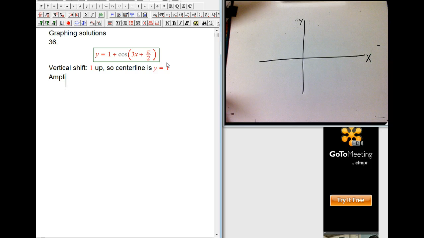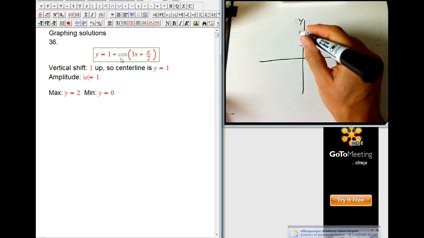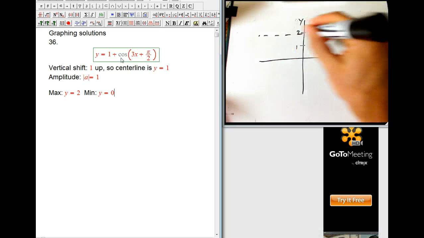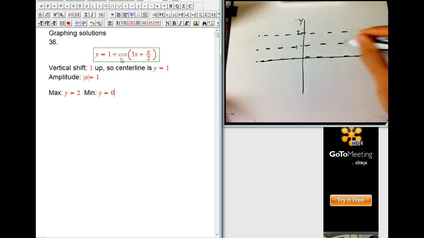The amplitude, that's just the absolute value of whatever's in front of the cosine. So that's absolute value of a equals 1. I don't know why I took it out of math mode. Okay. And so that means we know the max and the min. Max is going to be y equals 2, and the min is going to be y equals 0. So we can put in some dotted lines now, and we've got an idea of the vertical scale we want. That's 1, that's 2. That's going to be as big as it ever gets. It's going to rest right on top of the axis, and here's going to be the center line.